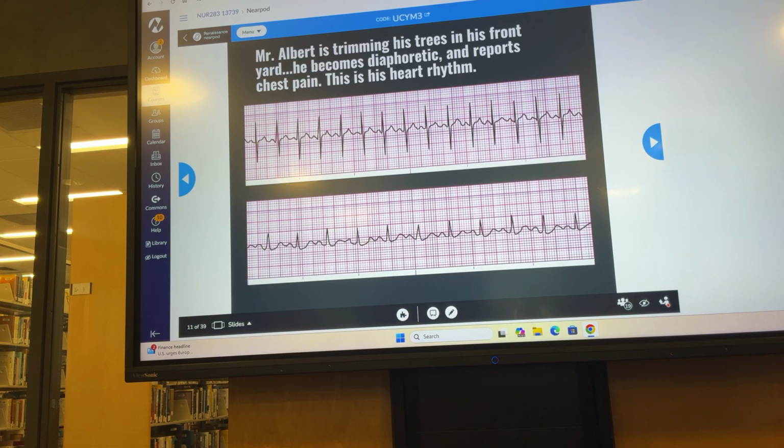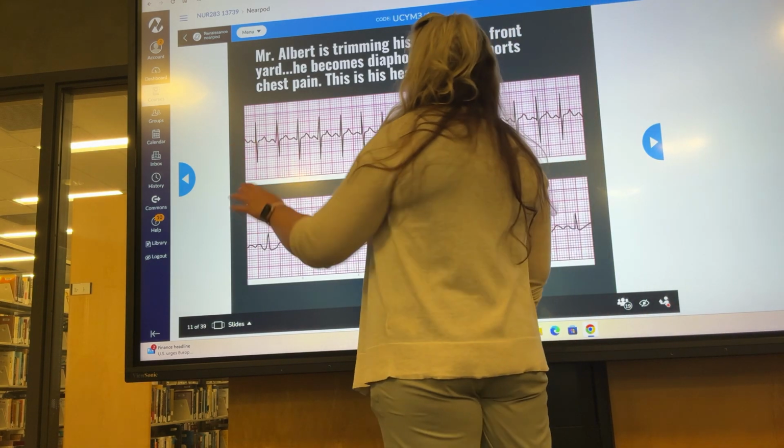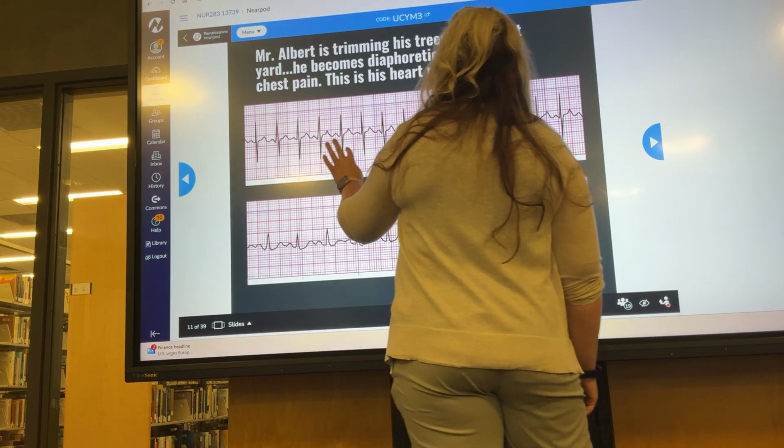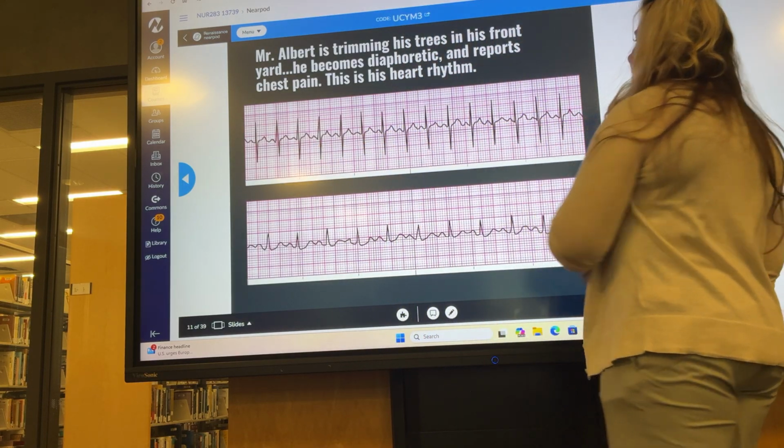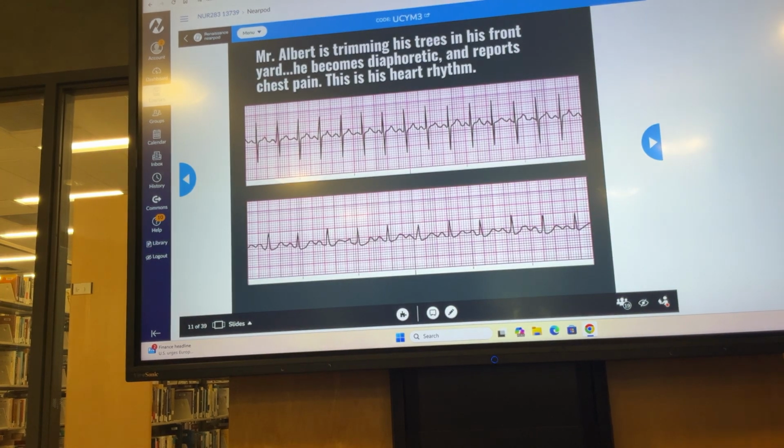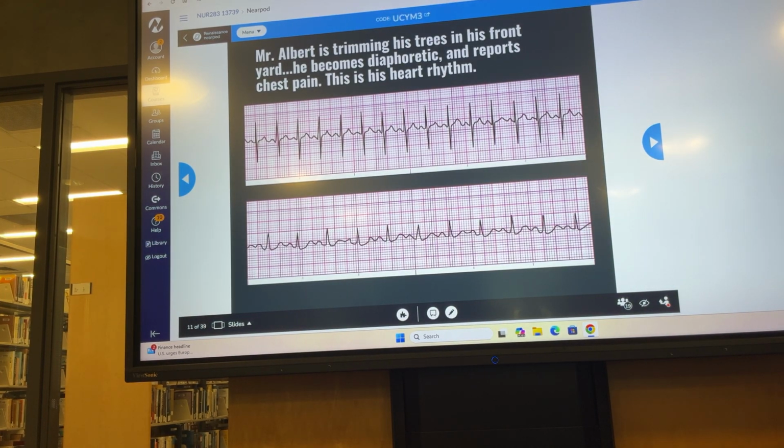Okay, so the rate is, you're saying 150? 1, 2, 3, 4, 5, 6, 7, 8, 9, 10, 11, 12, 13, 14, 15. 150. So what would we identify that as? Okay, is it sinus? Sinus tachycardia. Excellent. We have a P before every QRS that we can see. QRS is narrow, right? So we have sinus tachycardia at 150.